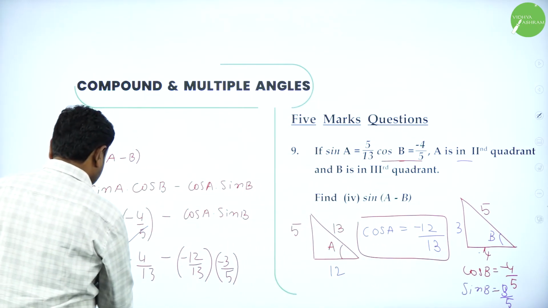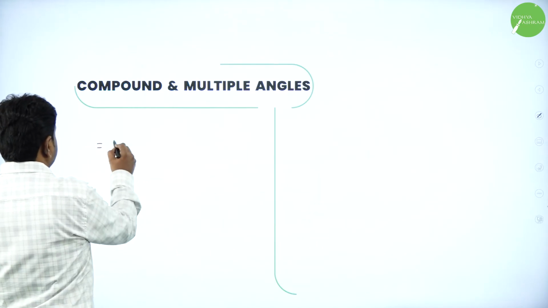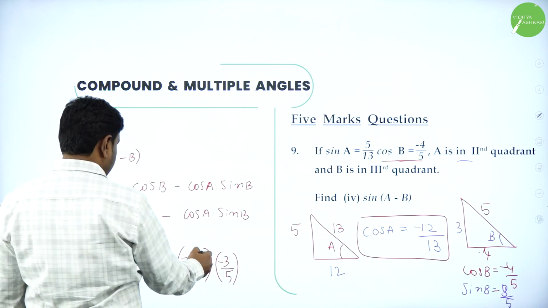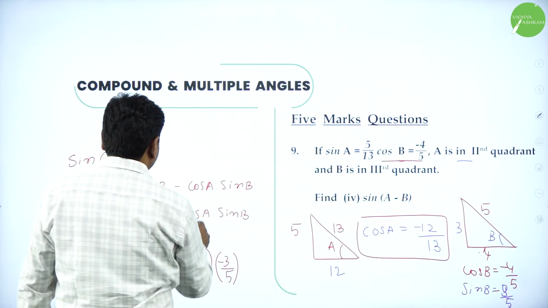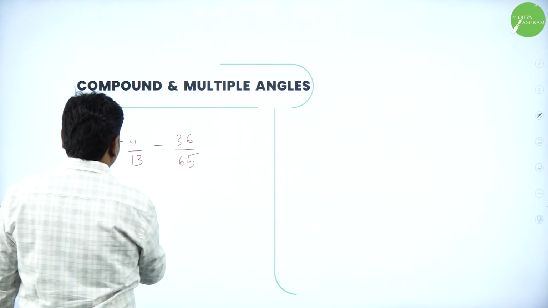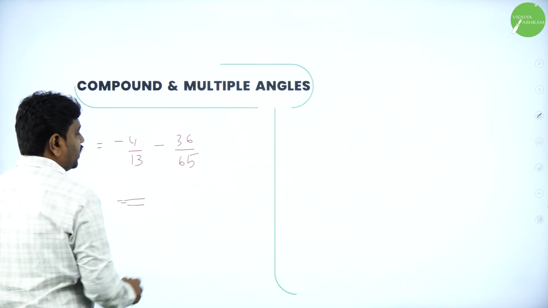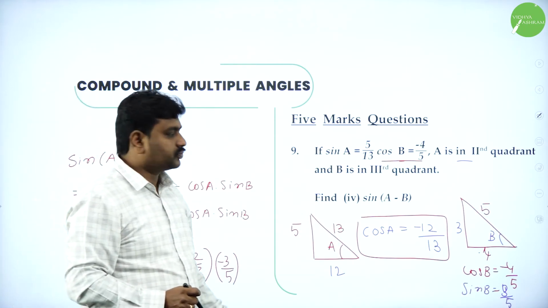Simplify this. Minus 4 by 13, minus into minus, plus into minus is minus again. 3 is 36 by 13 into 5, 65. Simplify this further, you'll get the required value. Hope all of you got it.